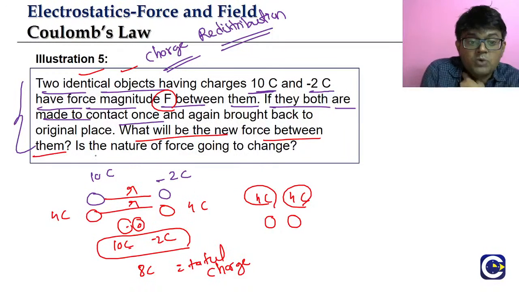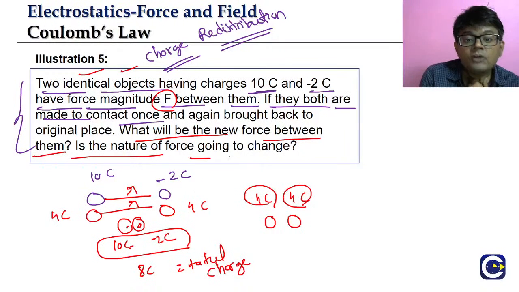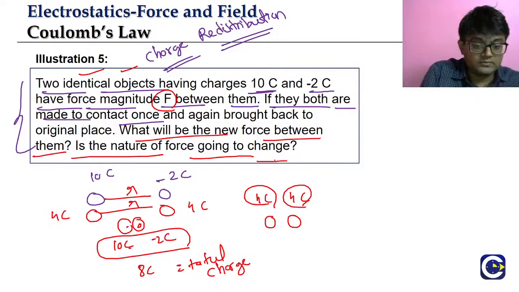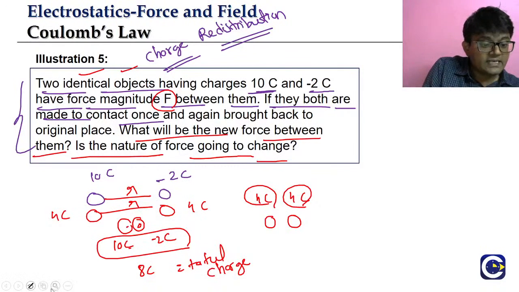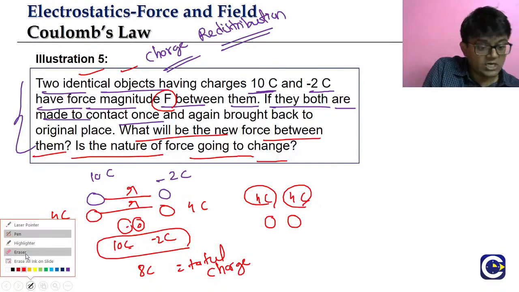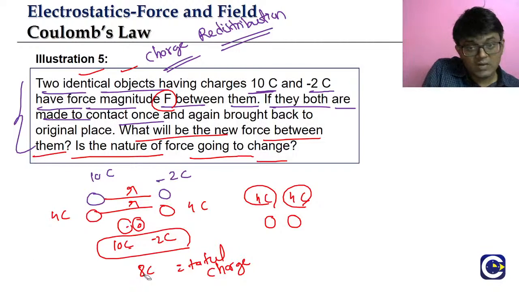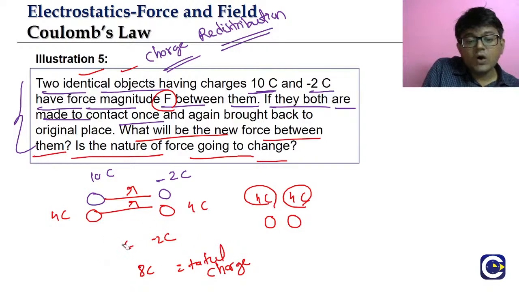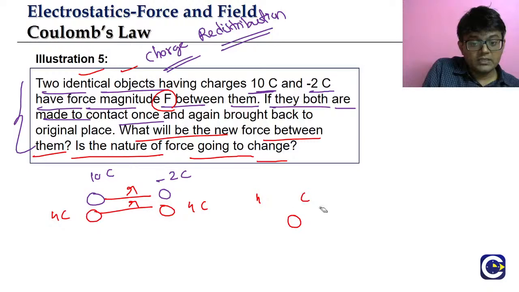And there is one more question: is the nature of the force going to change or not? They're asking, is the nature of the force going to change or not? Look, initially one charge is positive, 10 coulombs, and the other charge is negative, minus 2 coulombs.